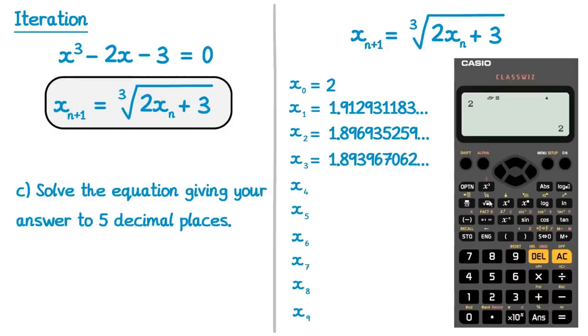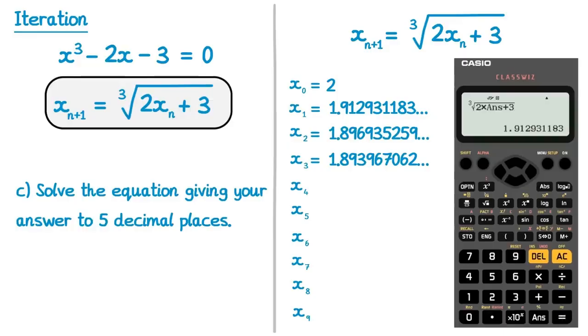So we need to do the cube root because it started with a cube root. That's on shift, so shift, cube root. Then it was 2 times the previous answer. So I know the previous answer, x0, that was 2, so I could just press another 2 at this point. Or I could press the answer button, because that's the number the calculator most recently calculated. Then it was plus 3, and then press equals. And you can see the number on screen matches the one that we calculated.